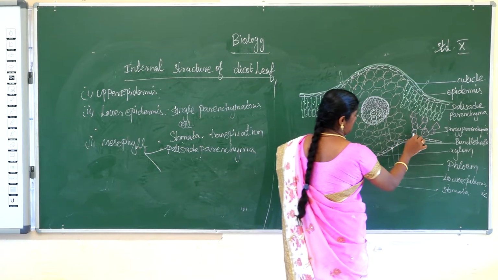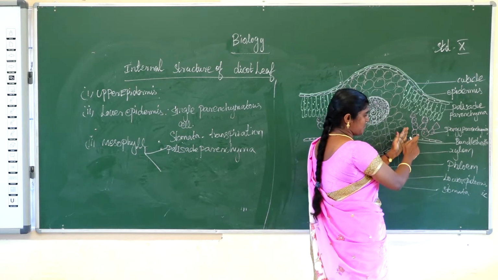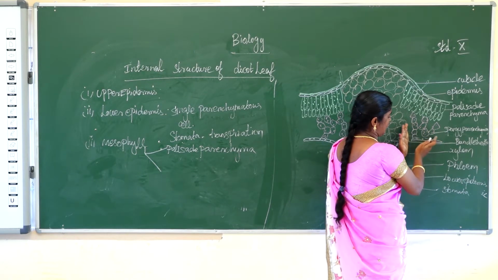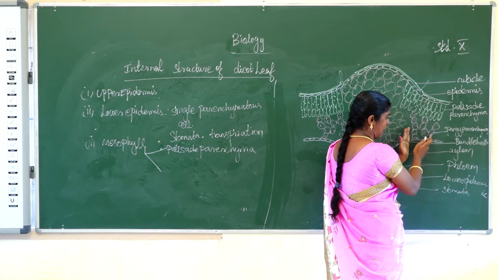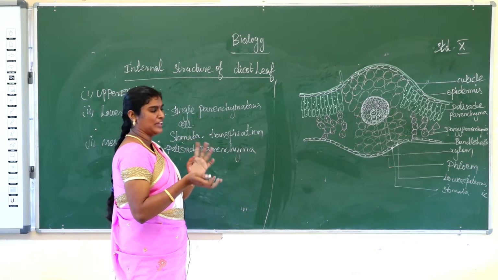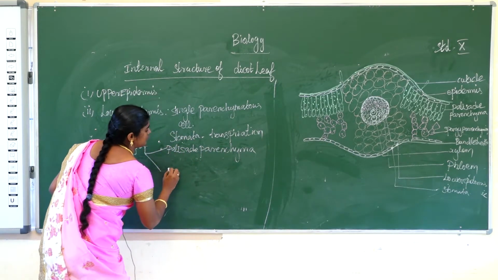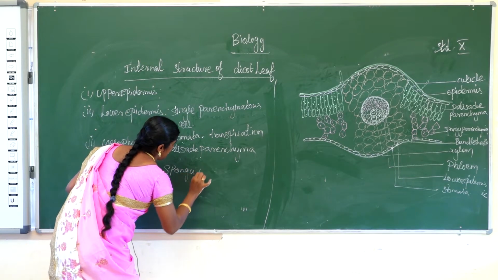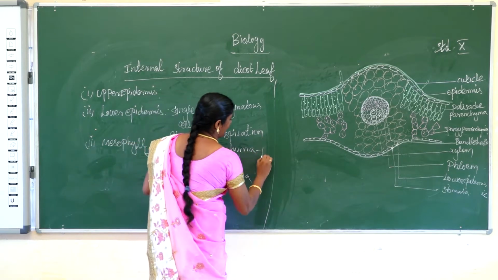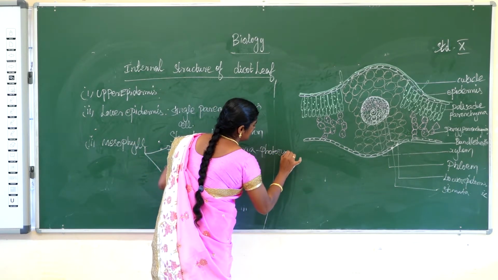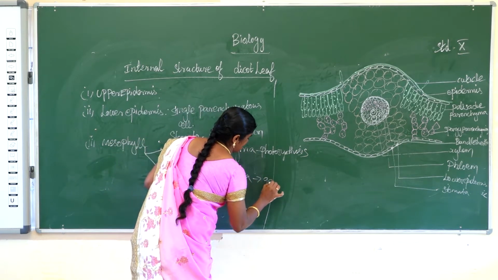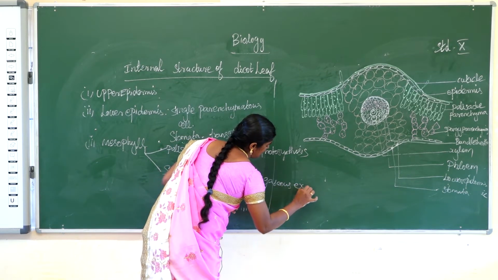Next one, spongy parenchyma. The spongy parenchyma is found just below the palisade parenchyma, with intercellular spaces. What is the use of the spongy parenchyma? It is involved in gaseous exchange. What is the meaning of gaseous exchange? O2 and CO2, so exchange of the gases. Palisade parenchyma is involved in photosynthesis. Spongy parenchyma is involved in gaseous exchange.